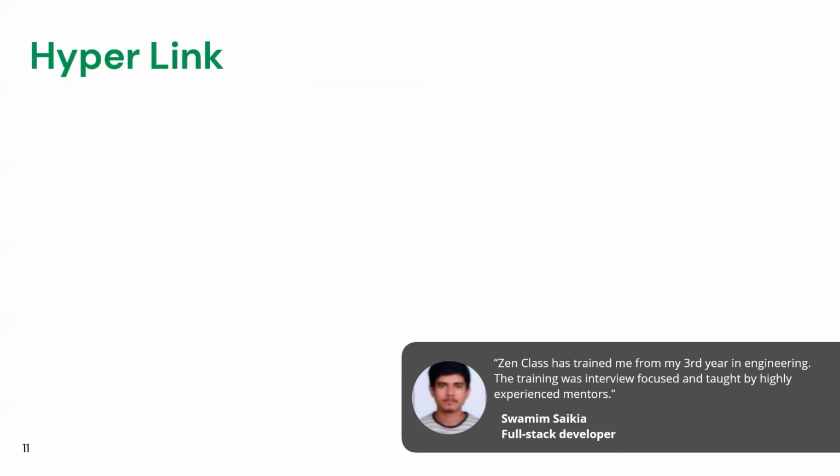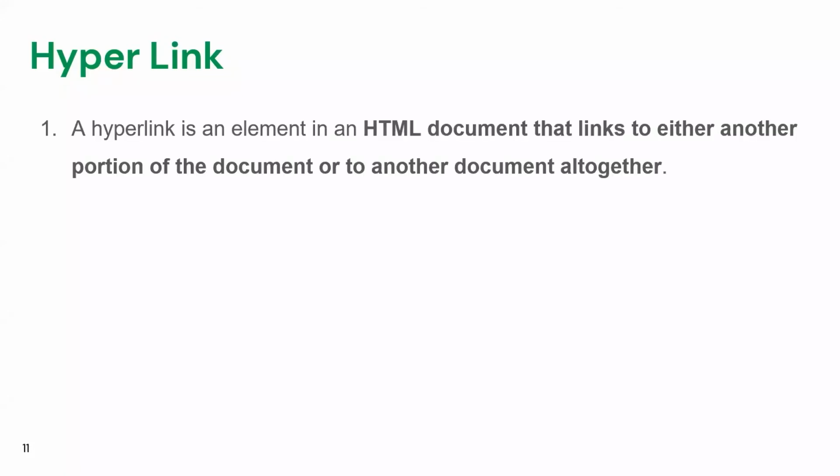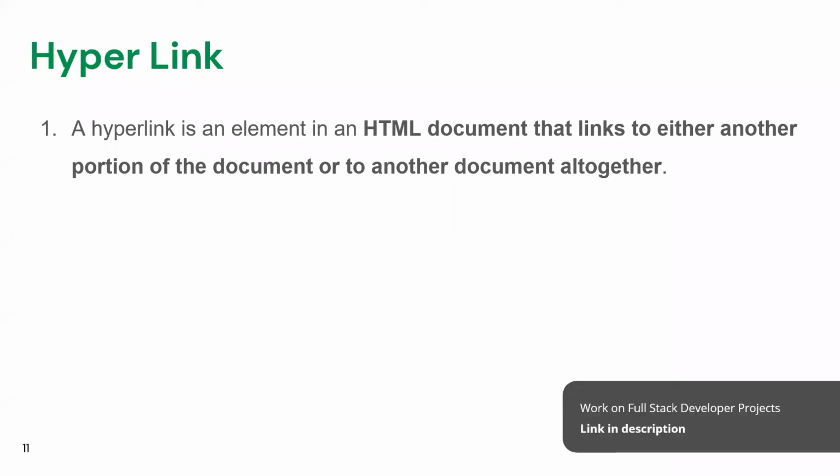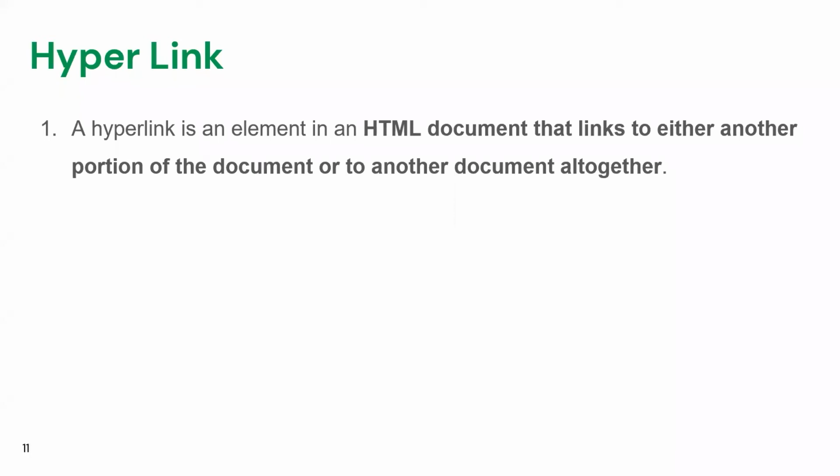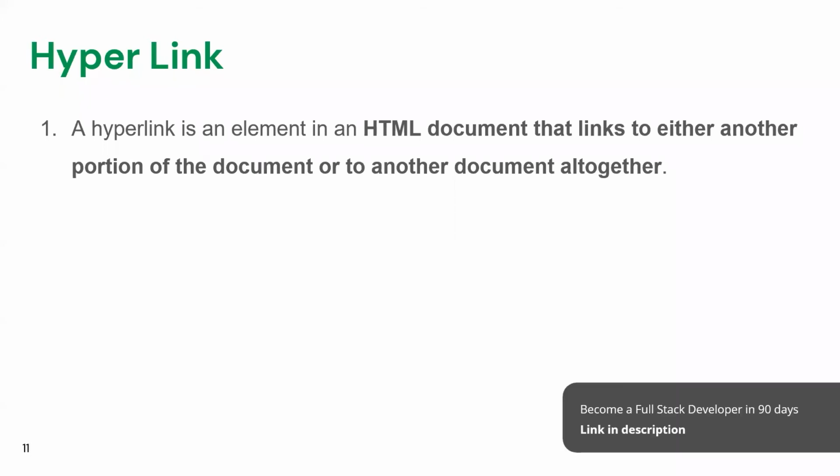While developing a website, we first need to understand the concept of a hyperlink. A hyperlink is basically a link mainly used to navigate from one HTML document to another. The two documents can be two different files, or different parts of the same file. So we can use a hyperlink to navigate from one part to another. A hyperlink is an element in an HTML document that links to either another portion of the document or to another document altogether.